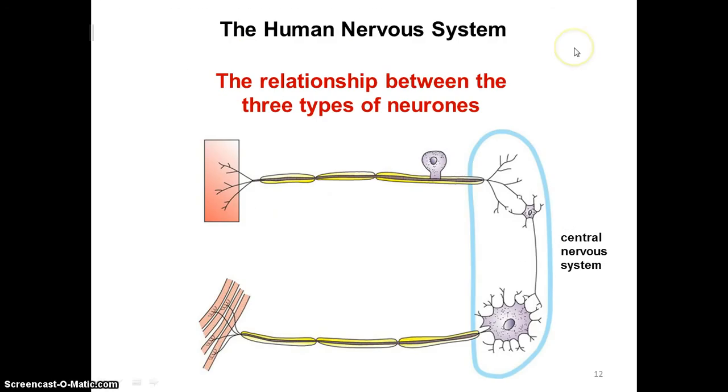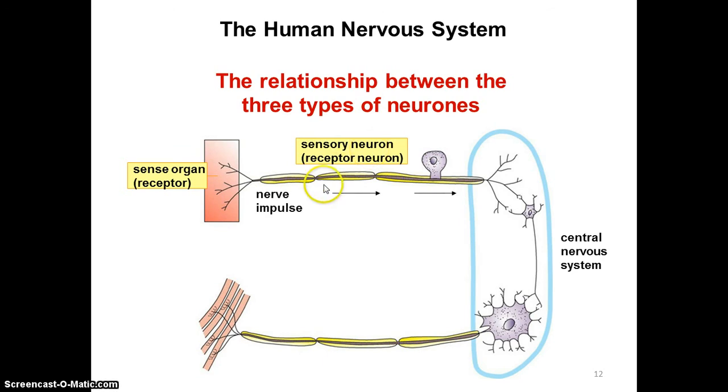Now let's look at the relationship between the three different types of neurons. First, we need to have a receptor or the sense organs. In this case, this is the receptor. It is followed by the sensory neurons, and the nerve impulse will travel from the receptor through the sensory neurons. At the central nervous system, the nerve impulse is connected by the relay neurons.